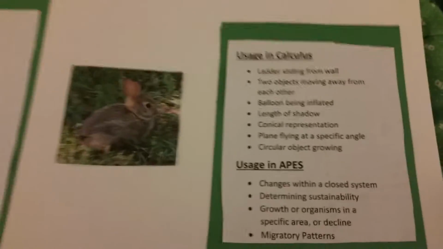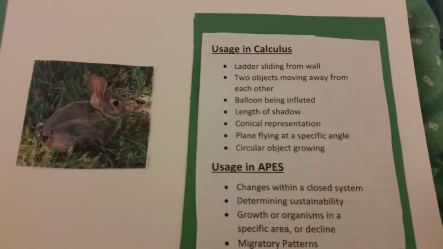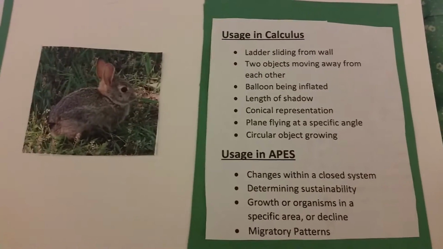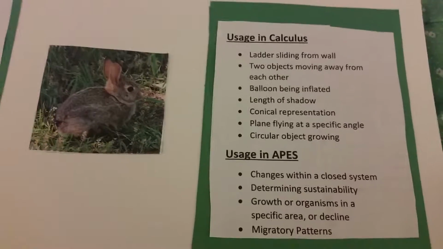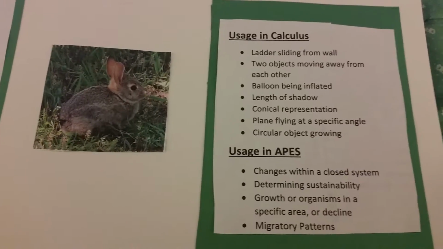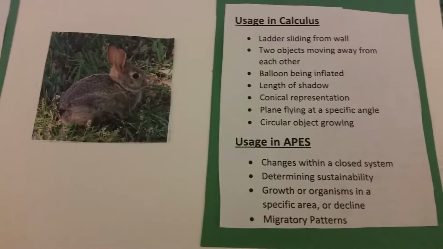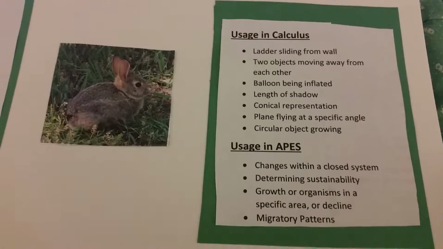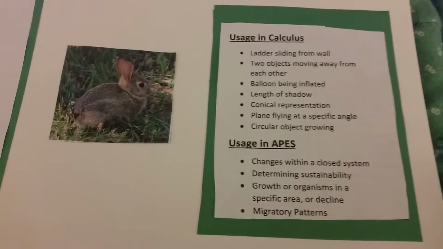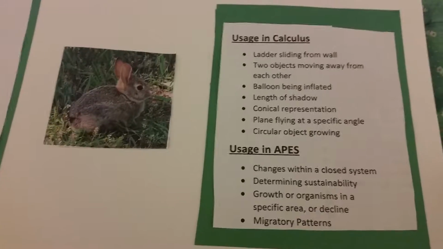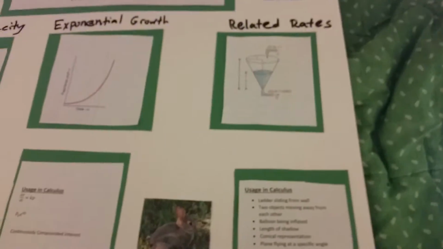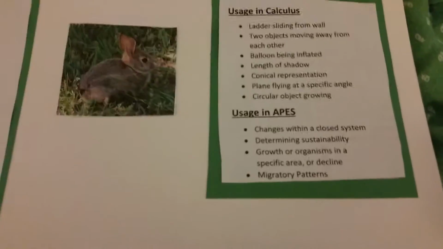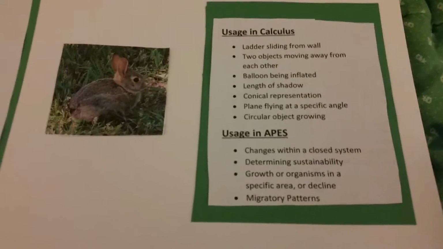So in calculus, you would see things like ladders sliding away from the wall, two objects moving away from each other, a balloon being inflated, the length of a shadow, conical representation, a plane flying at a specific angle, a circular object growing, and much more. And in calculus, this is what you can use related rates for. In APES, it can be the same thing too, because related rates is pretty much universal, so it takes on many different characteristics. So in APES, you could look at changes within a closed system like the Earth.